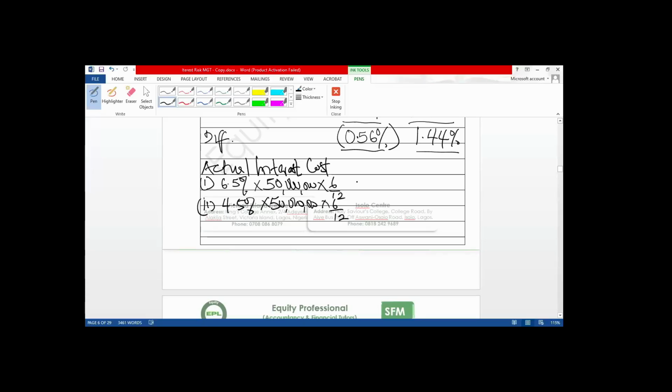Scenario 1, 1,625,000. 1 million, no, it should be 1.6 million. 1,065,000. 1 million 5,000, yes. That is your actual borrowing cost. Scenario 2, your actual borrowing cost, please compute. 1 million, 1,125,000.